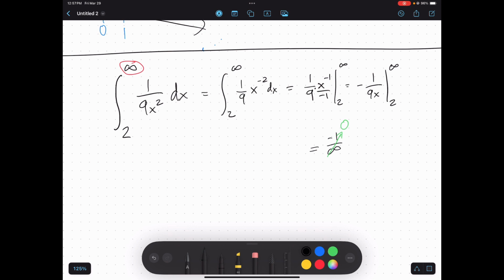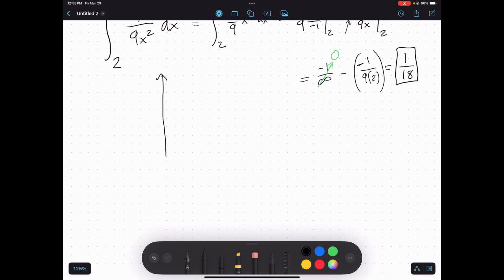And then my second term is finite because I'm plugging in a 2. Sorry, this should be a negative because I subtract and then my integral is negative. So 1 over 9 times 2. And I'm left with the two negatives, the minus and the negative cancel out, and I'm left with 0 plus 1 over 18, which is 1 over 18. So somehow my integral, even though it goes to infinity, the area under the curve ends up being finite.